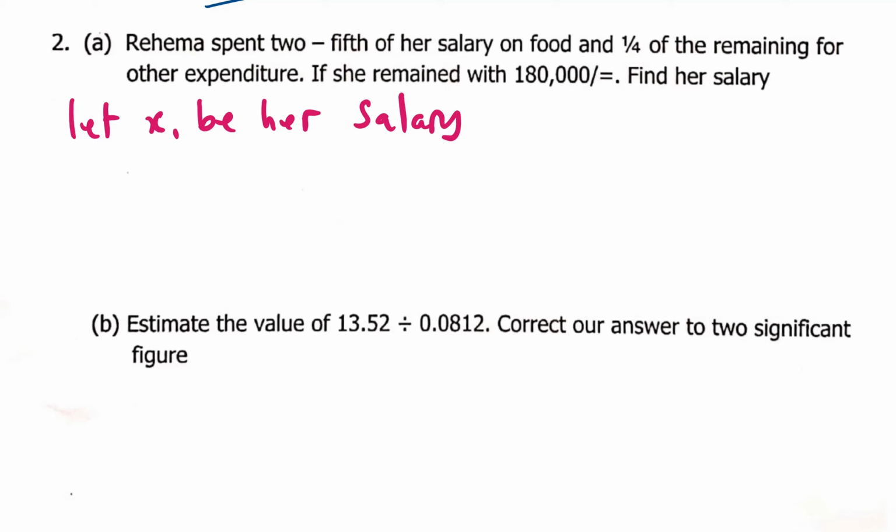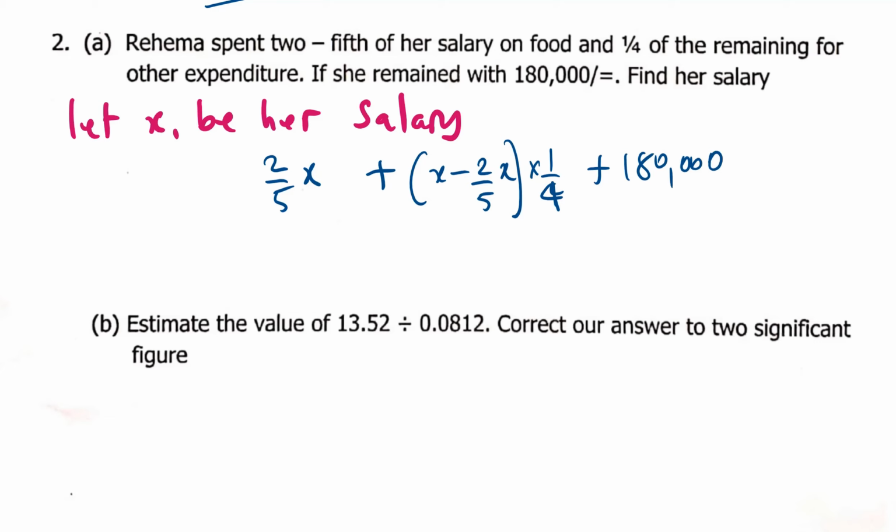Then after that, we're going to say that she spent 2/5 of her salary on food, and then 1/4 of the remaining. The remaining here is actually X minus 2/5 X. So 1/4 of this remaining was spent on other expenditures, and then 180,000 remained. So 180 remained, and the final result is expected to be her salary.